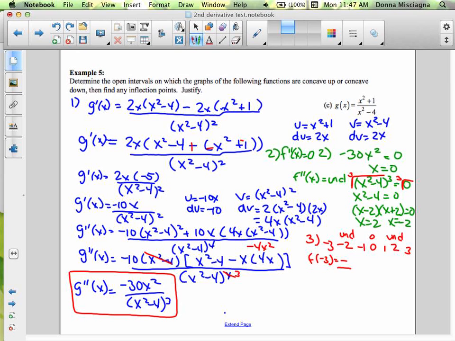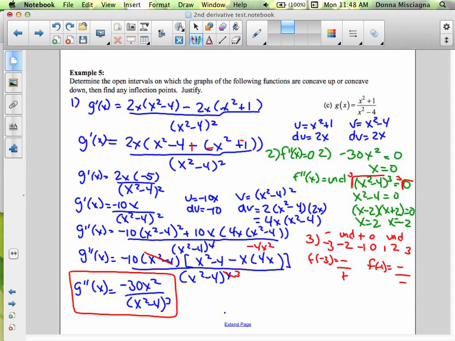Negative 3 squared is 9. 9 minus 4 is 5. 5 cubed is positive. So a negative and a positive, this is negative. There we go. We're writing down the minimum here. Oops, not g of negative 2. We know that's undefined. g of negative 1: negative 1 squared is 1 times negative 30. That is negative. And then negative 1 squared is 1, 1 minus 4 is negative 3, negative 3 cubed is negative. So that interval is positive.